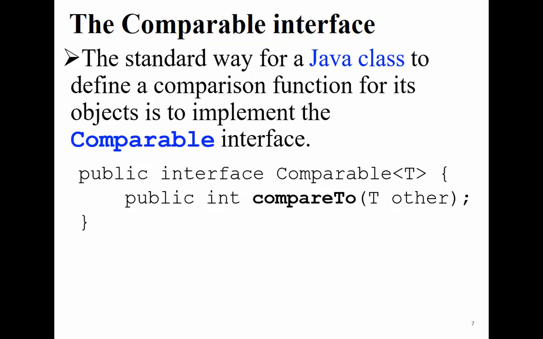angle brackets with a capital T, and inside this interface there is only one method. This method is public, the return type is int, which means it returns an integer, a primitive type, and the name of the method is compareTo. The same capital T appears again as an argument type. So once we implement this Comparable interface for our class, we will be able to compare our objects and sort them, which one is greater than the other, which one is equal to the other.